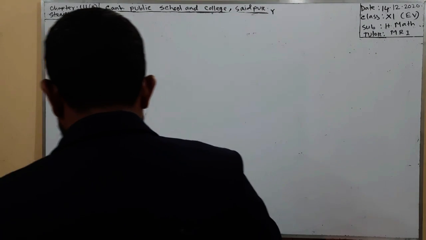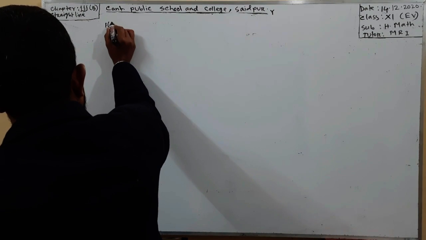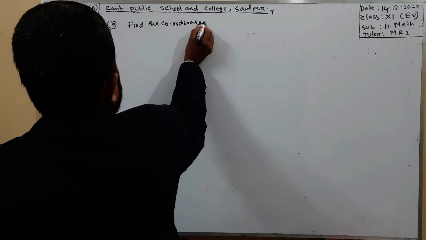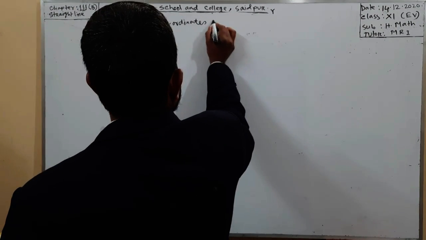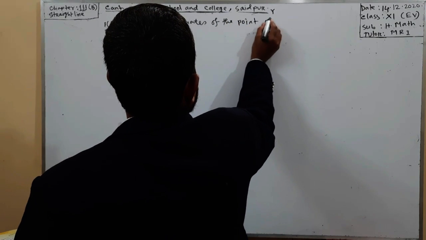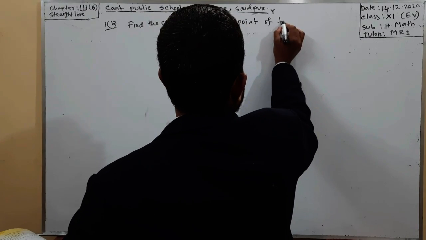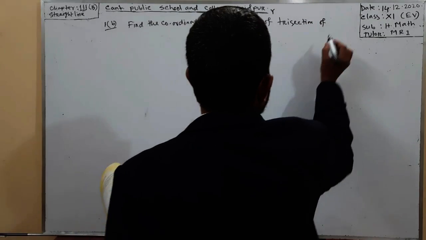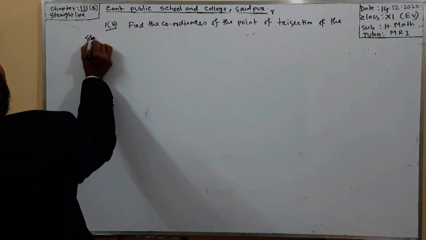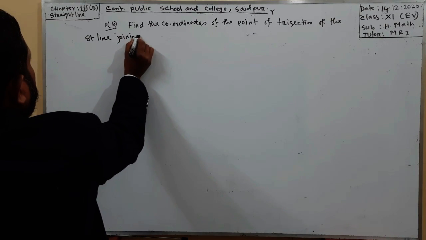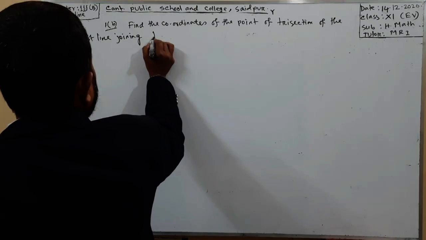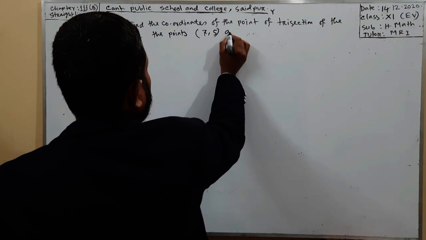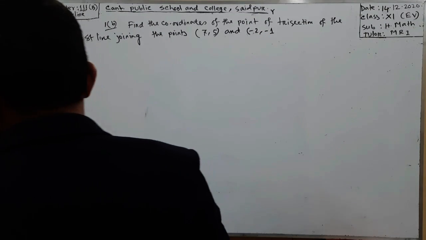Find the coordinates of the points of trisection of the straight line joining the points (7, 5) and (-2, -1).